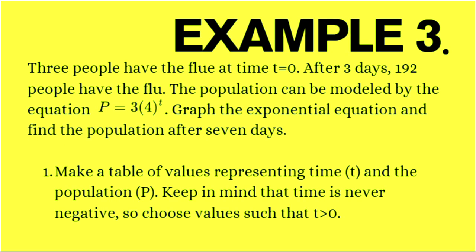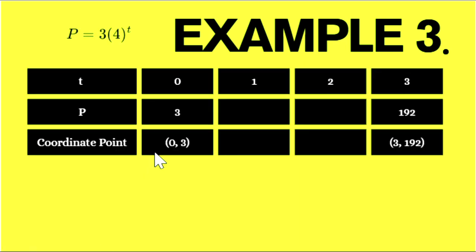So first, make a table of values representing time and population. Keep in mind that time is never negative. So choose values such that t is greater than 0. We're not going to have -1, -2, because nobody had the flu before 0. Okay? So here's what our table is going to look like. We have day 0, day 1, day 2, day 3, and it provided us with the information that at day 0 there were 3 people, and at day 3 there were 192 people. That gives us those coordinate points.